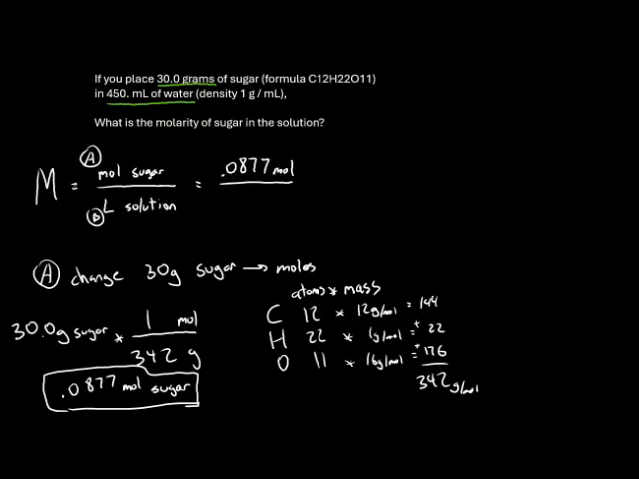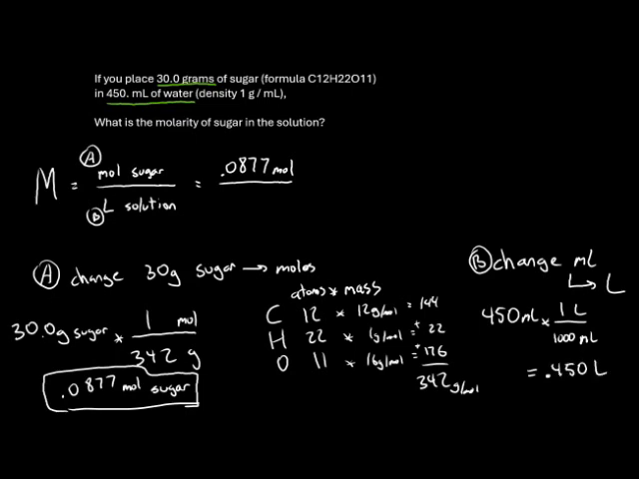Now we move to part B, where we get the liters of solution. Now notice we don't have liters, but we do have milliliters. So we'll be changing the milliliters of water to liters. We're going to begin with 450 milliliters. We will multiply by a fraction to get us out of milliliters and into liters. However, according to the SI system, 1 liter is the same as 1,000 milliliters, so we'll put 1 next to liters, 1,000 next to milliliters. If we divide, we will get 0.450 liters. We'll place this on the bottom where liters of solution currently is.